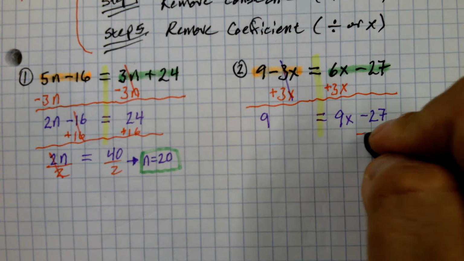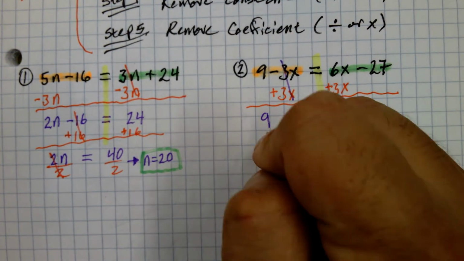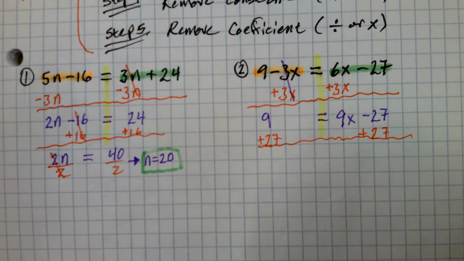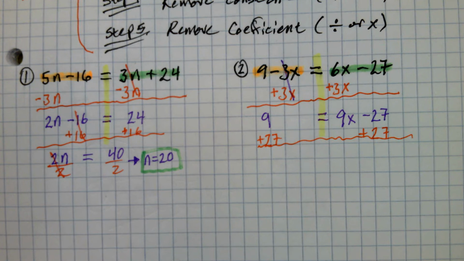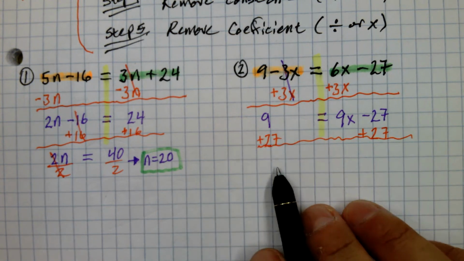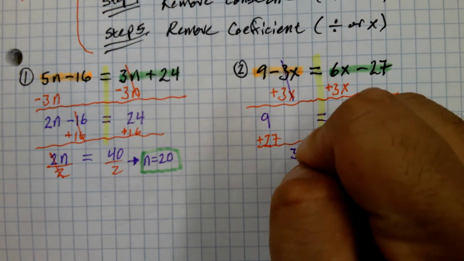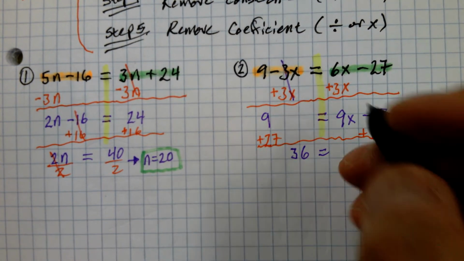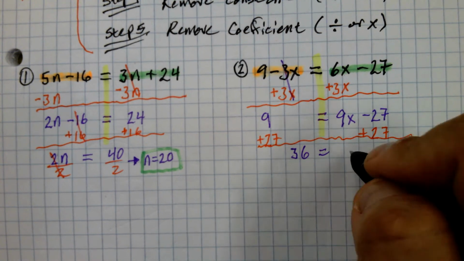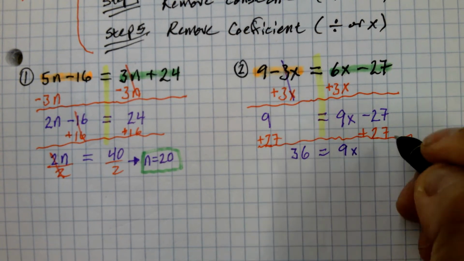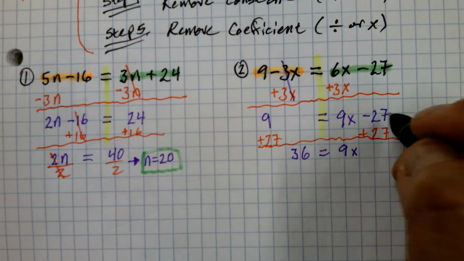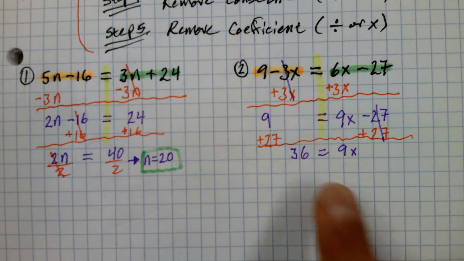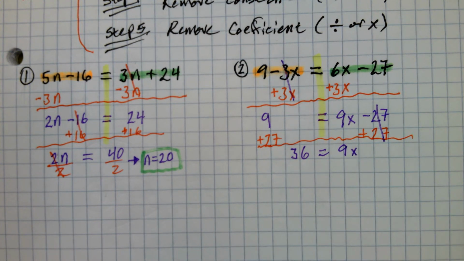Let's get rid of negative 27. So we're going to add 27 on both sides. All right. And let's see here. 9 plus 27 is 36. Bring down your equal sign. Bring down 9x. There's nothing underneath 9x, so just bring it down. And then 27 and negative 27 cancel, so it's gone. So now we just have 36 equals 9x. Let's get rid of that 9.